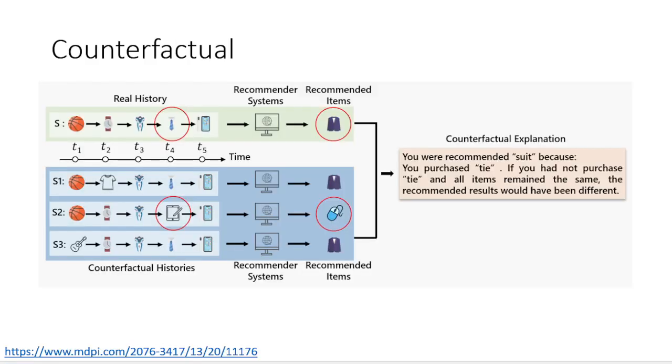Next, we have counterfactual. A counterfactual is a variable whose change makes an output change. If we look at the diagram with S being the original, in S1 we change the watch to a t-shirt, but the output remains a jacket. In S3 we change the basketball to a guitar, but the output remains a jacket. It is only in S2 where we change the tie to a tablet that the output changes from a jacket to a mouse. Thus, changing a tie to a tablet is a counterfactual.